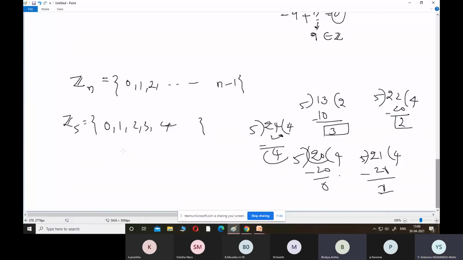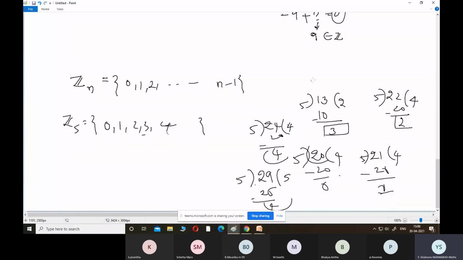If you're taking any other element now, you'll be getting one of these elements only. You give me an element here, I'll show you. Now you give me 29, madam. 29, if I'm dividing with 5, 5 5s are 25, I'll be getting 4. Whatever remainder you get here, it will be one of these elements only. It will not go out of this set. Always remember that.